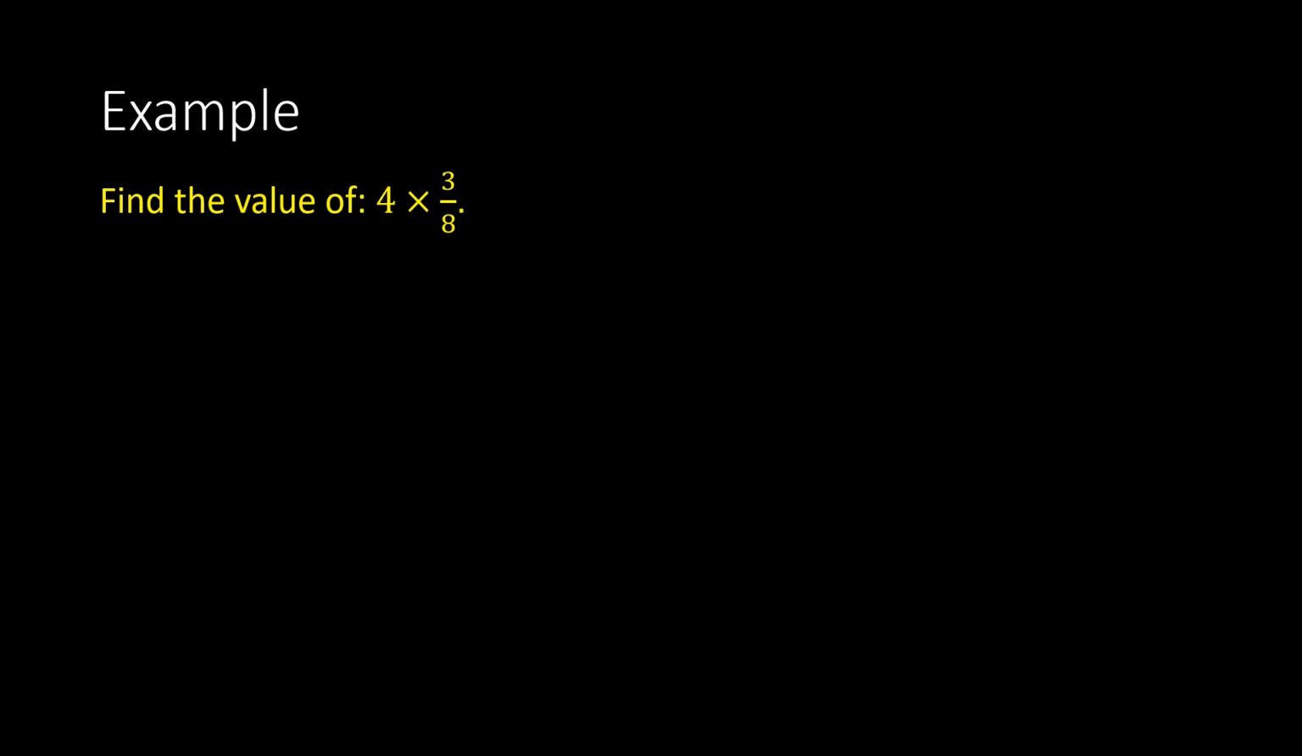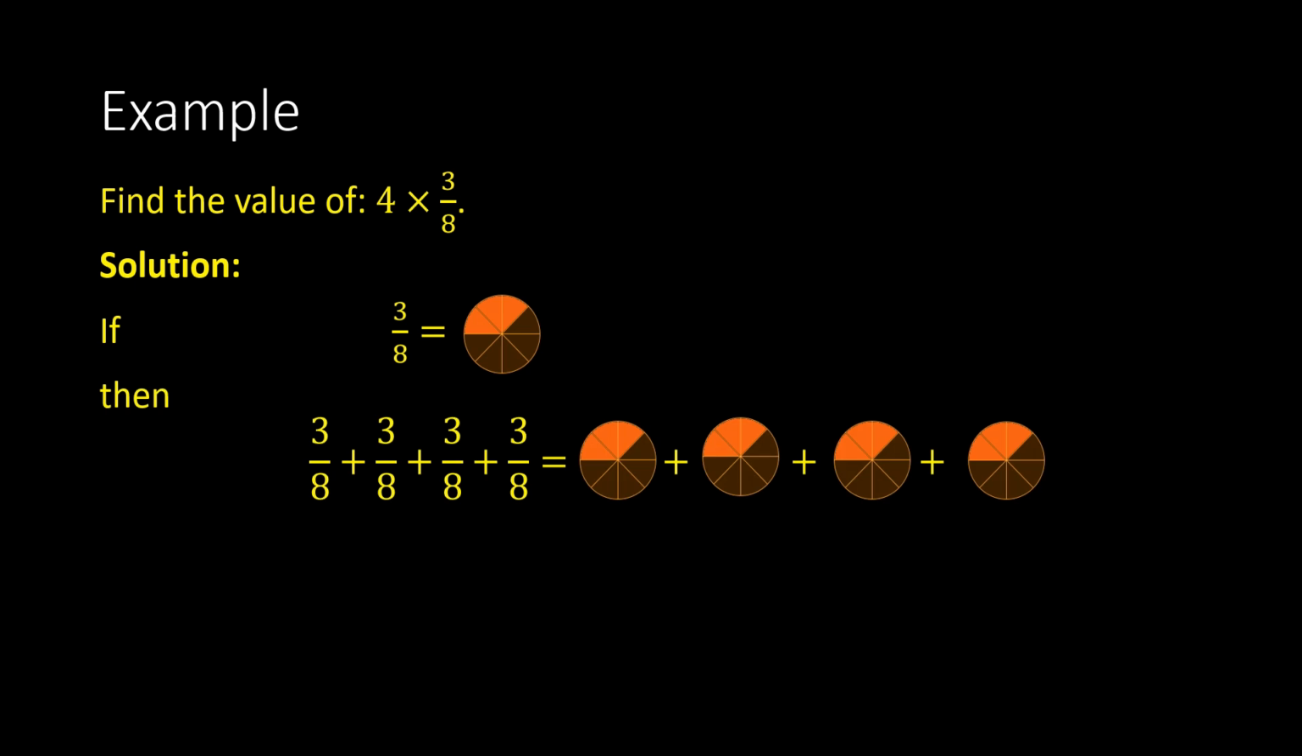Again, let's take a look at solving this with the aid of diagrams. 3/8 will look something like the diagram shown on your screen. If we multiply 3/8 by 4, then this is equivalent to 3/8 being added to itself 4 times, or alternatively represented by the 4 circles shown on your screen. This is equivalent to 12 parts out of 8, or 1 whole and 1/2.